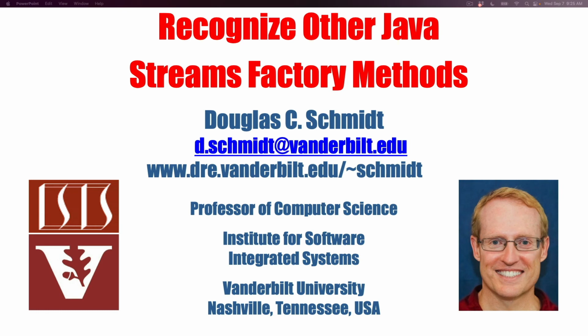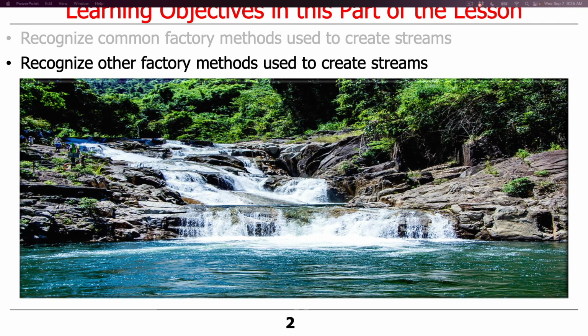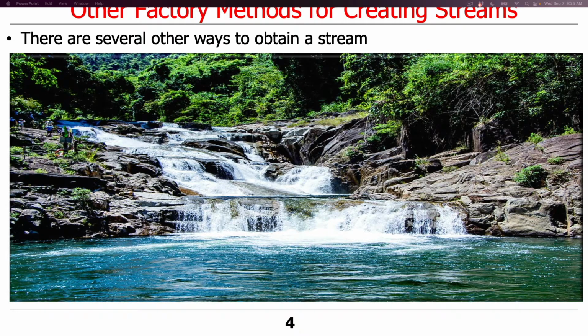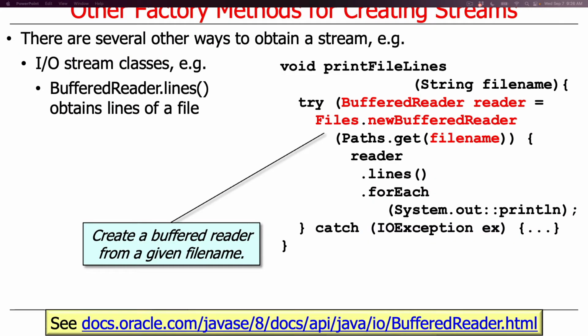So just for kicks, we're going to talk briefly, very briefly hopefully, about some other Java streams factory methods. These are not nearly as common, but they're worth knowing about. And there are other ways of being able to create streams from various types of entities. So one way to create streams is from the IOStreams classes. And we've seen a couple examples of this earlier.